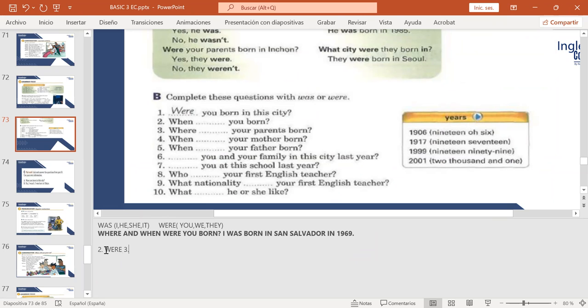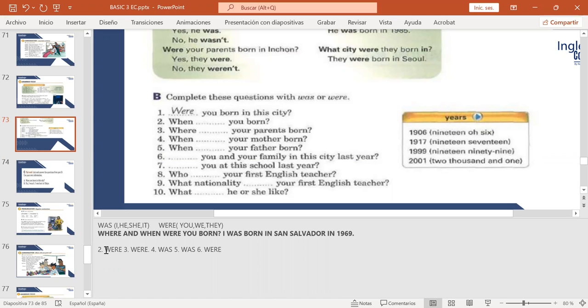Then we have number 3, where. 4, when was your mother born. 5, were you and your family, wait, 5, when was. 6, were you and your family in this city last year?